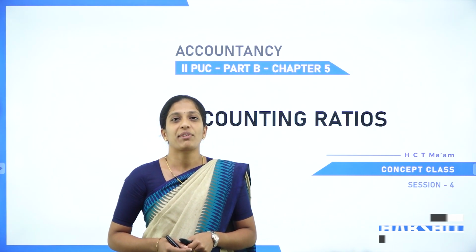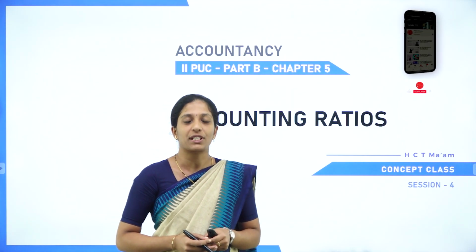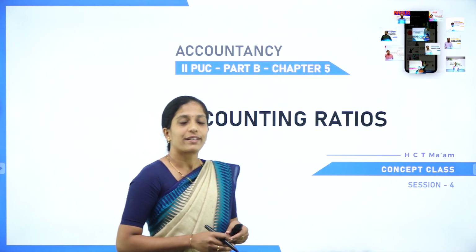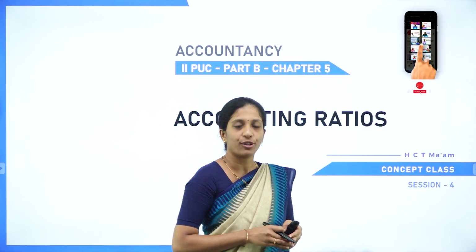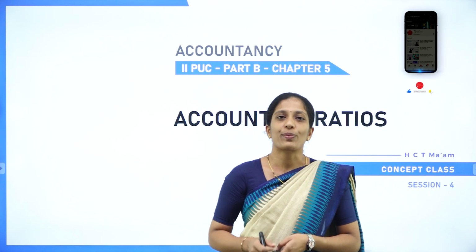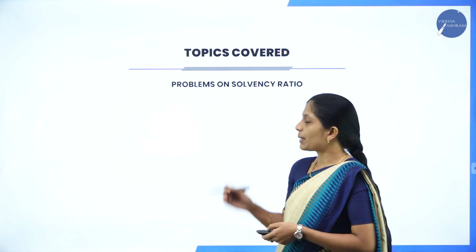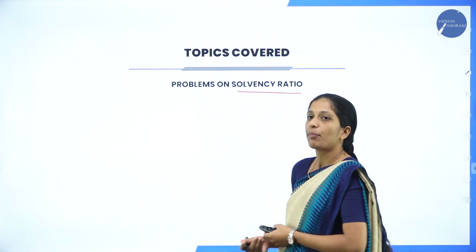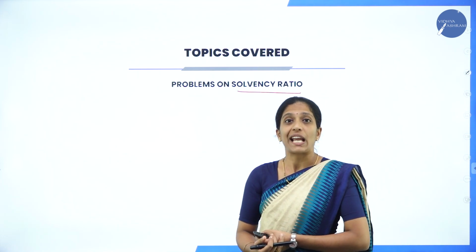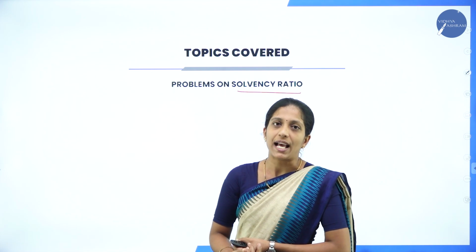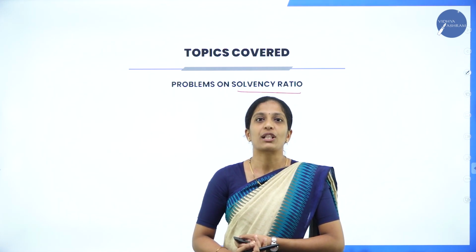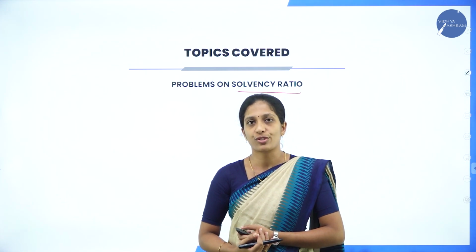My dear students, today we are in the 4th session of your 5th chapter, that is from part B, Accounting Ratios. So already we have discussed few types of ratio. So let us quickly recall what we have discussed in a previous session. In a previous session, we have solved about solvency ratio where we have learnt about debt equity ratio, capital employed ratio as well as proprietary ratio. In today's session also, we shall continue with few more problems relating to solvency ratio.